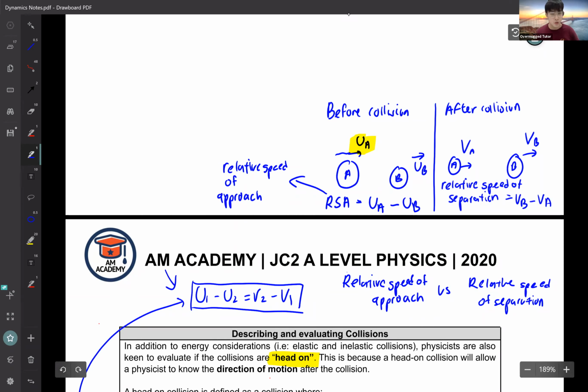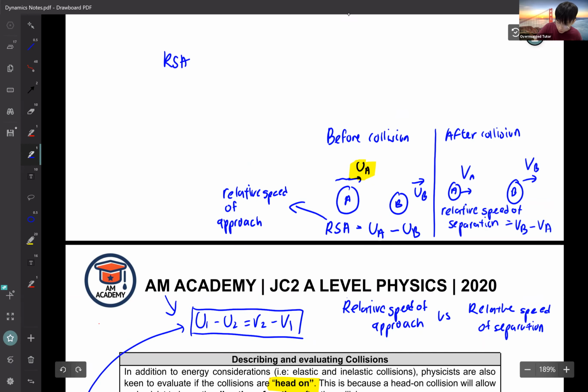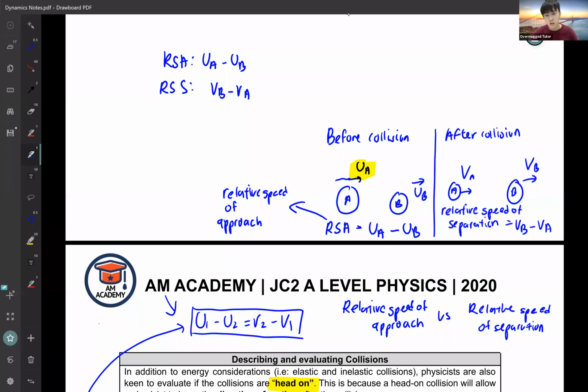And so this is how you actually get this formula here. U1 minus U2 equals V2 minus V1. It's just a simple way to say that the relative speed of approach, which is UA minus UB, should be equal to the relative speed of separation, which is now VB minus VA. Sometimes your schools will record this as U1 minus U2 equals V2 minus V1. Either way is the same. If you use A or B, it's no problem.